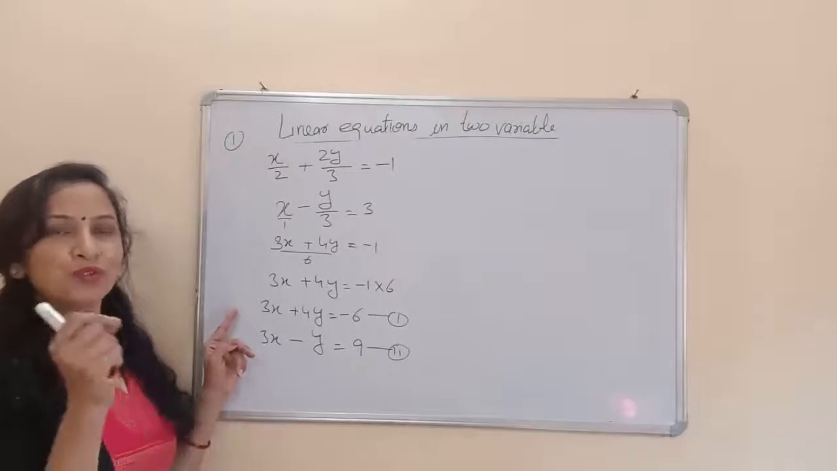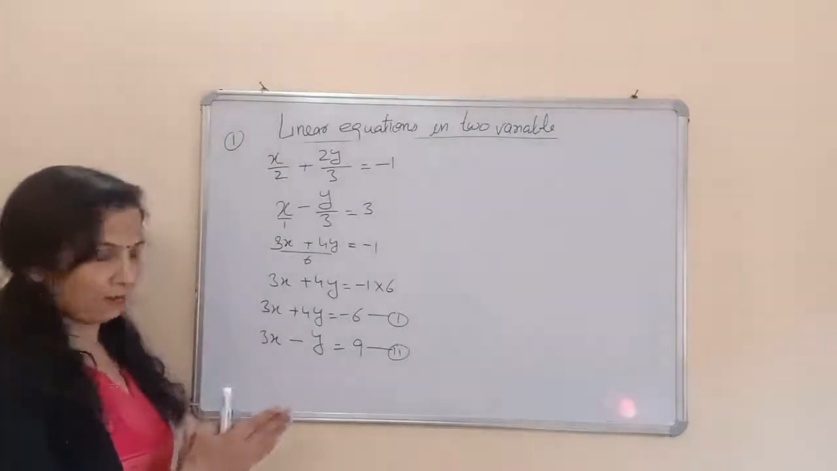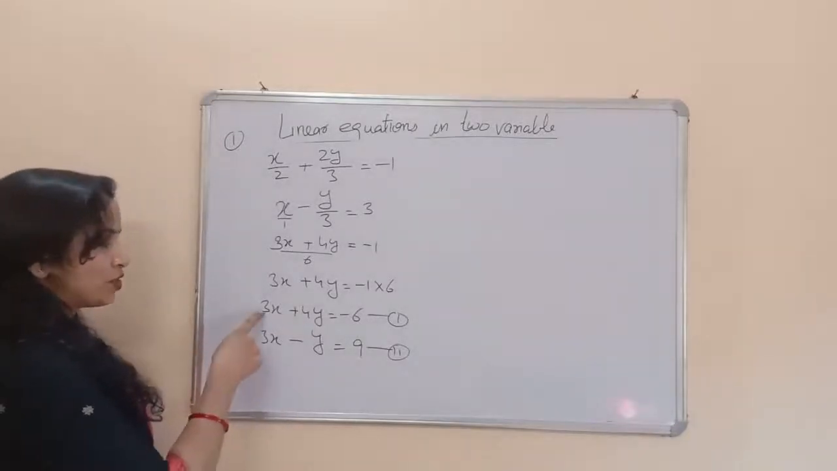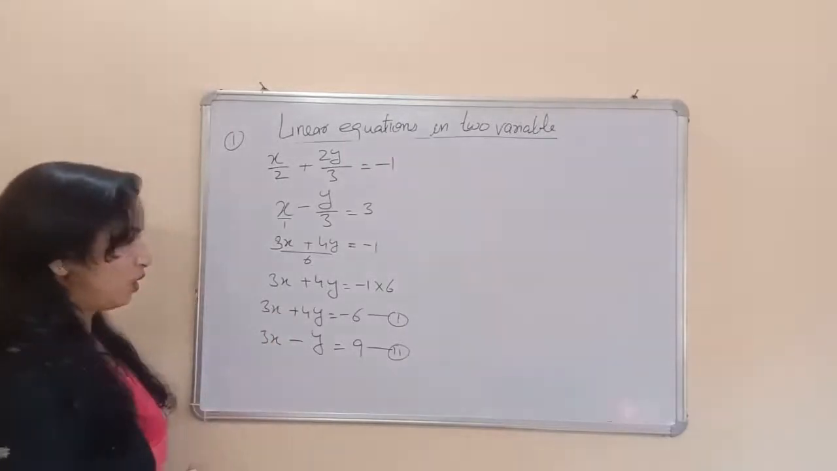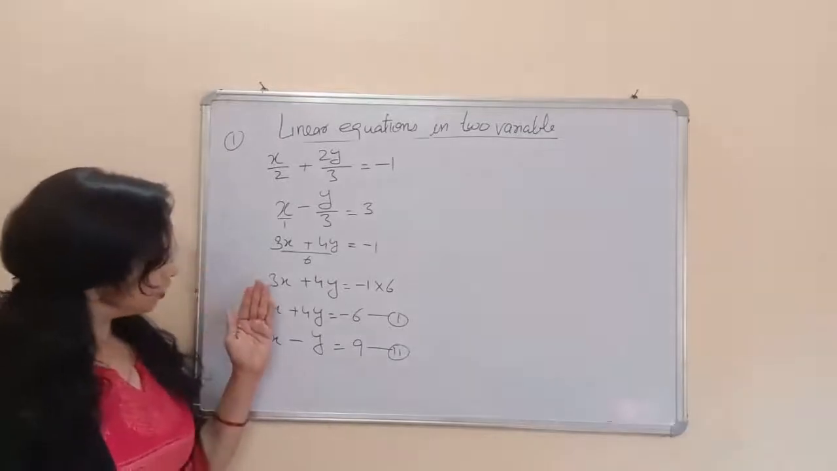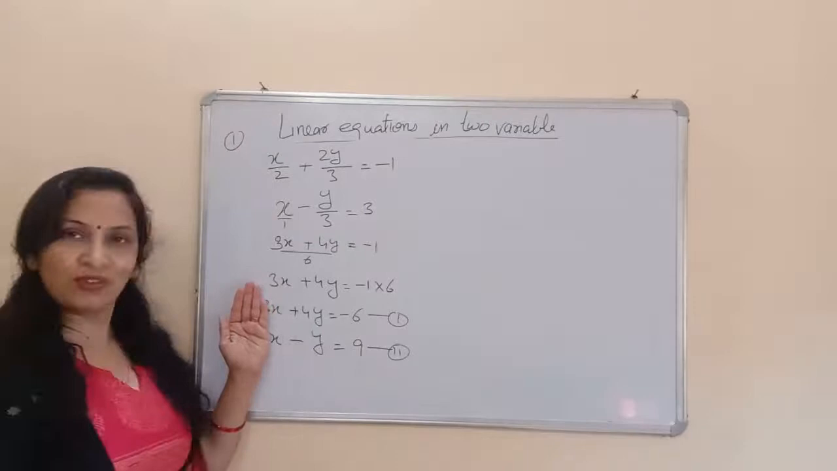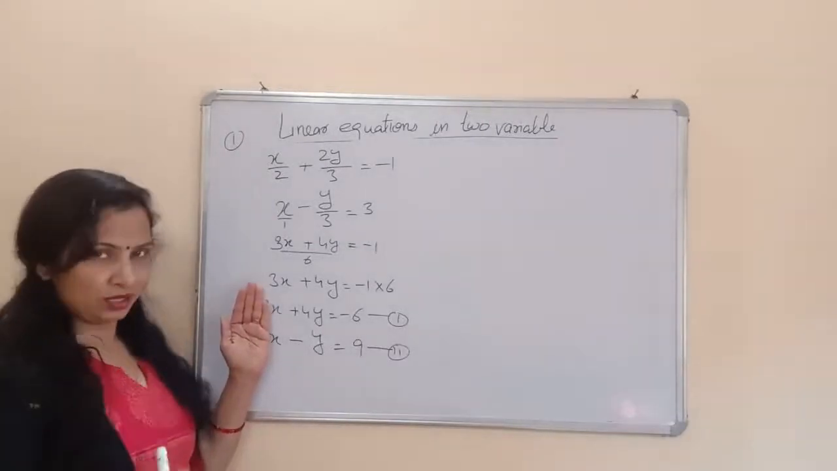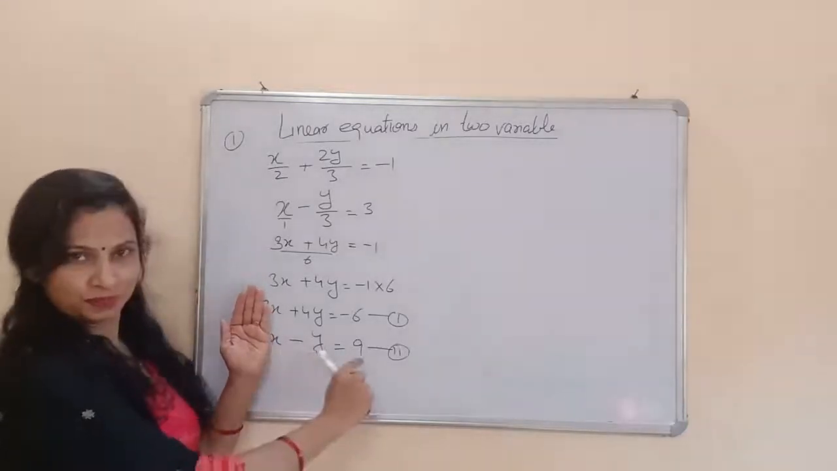We have to make the coefficient of one variable the same. Like in these two equations, we have the coefficient 3 with the variable x in both, which is the same. So now we don't need to do anything. Otherwise, suppose in this part y has the number 4 and this one has the number 1. If you want to make them equal, then what will you do? You know that you have to multiply it by 4.